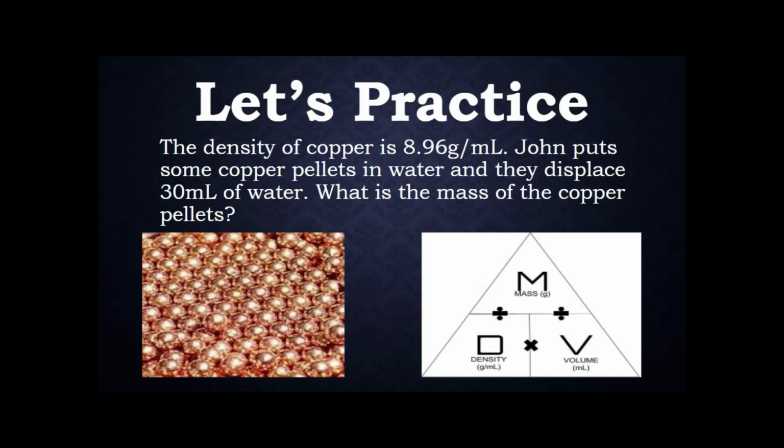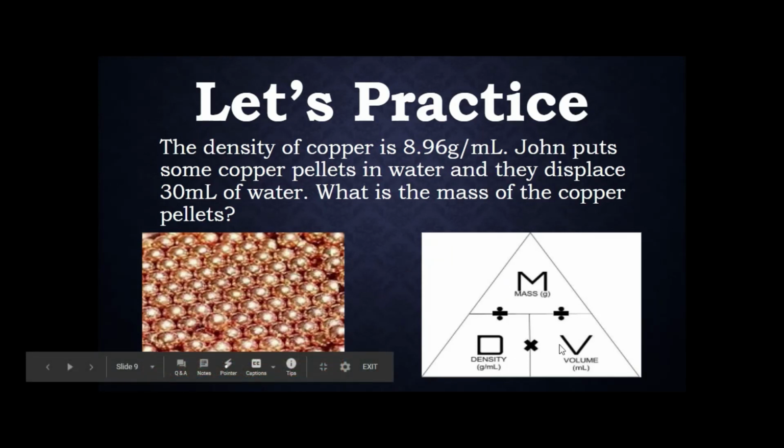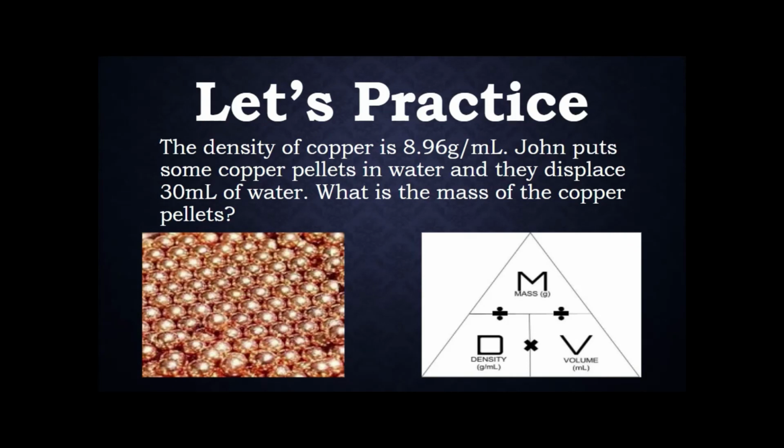And that's time. So, what formula did you use to find the mass of the copper pellets? Right. You should have used density times volume. The density of our copper was 8.96 and the volume was 30. If you multiply those two numbers together, you should have gotten 268.8. So that means that the mass of the copper pellets is 268.8 grams. Great job.